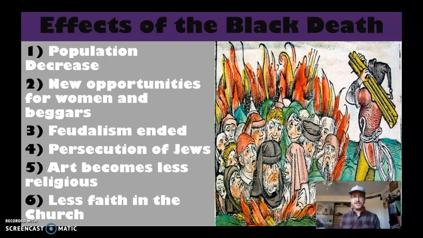But as population decreases, that allows for new opportunities for women and beggars, people who previously had very few opportunities. Now, because there are so many fewer people on Earth, they all of a sudden have new opportunities. The system of feudalism, which was weakened by the Crusades, is completely eliminated by the Black Death. It goes bye-bye. No more kings, queens, lords, ladies, knights, peasants, serfs.